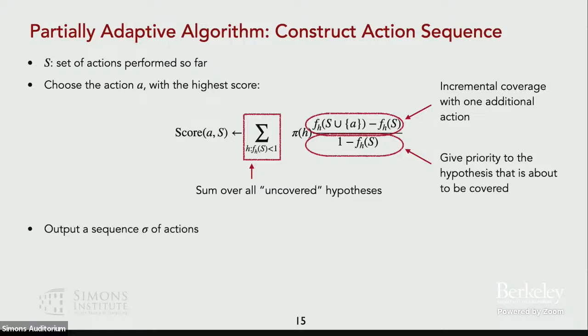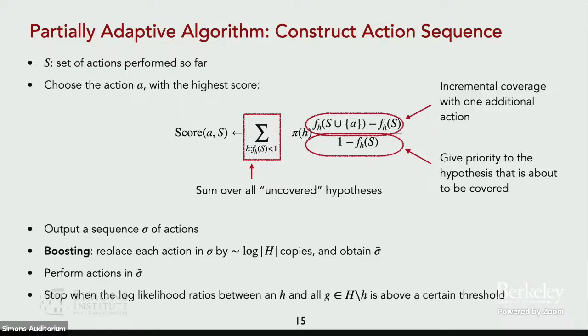Using this greedy objective, we will be able to calculate the action sequence and do what we just said before in the algorithm outline. And here I want to say, when do we determine that my algorithm will stop? I have my action sequence. I perform the actions one by one. Then my algorithm will terminate when the log likelihood ratio between one hypothesis and the remaining hypotheses is above a certain threshold. So this actually depends on the realization of the instance.